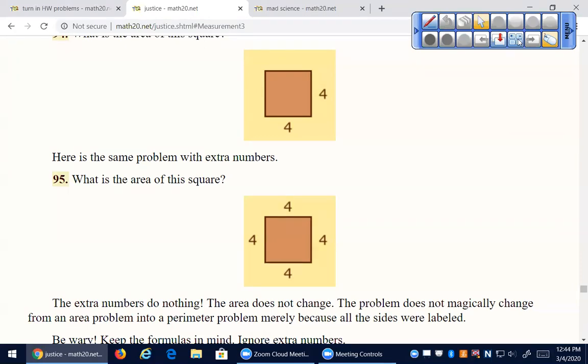Anyway, so don't get confused by what's labeled. Sometimes they haven't labeled quite enough, like the height of the roof of the house. And other times they label extra stuff you don't care about. So don't worry about that. Make your plan.